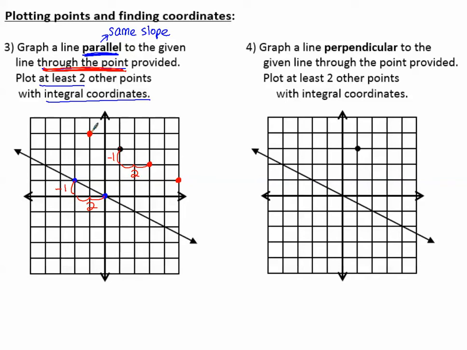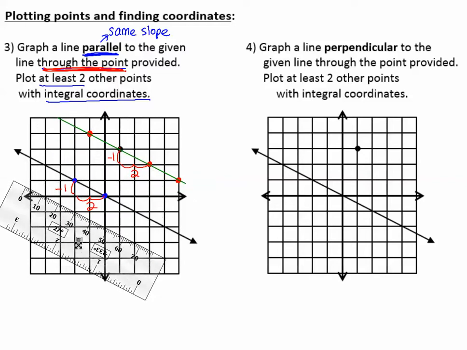I can always check by grabbing my ruler and making sure that the points line up. I could also grab my ruler to make sure that the lines are parallel. So once I have my ruler, using my straight edge, I can graph that line that would be on the line that's parallel to that given line.